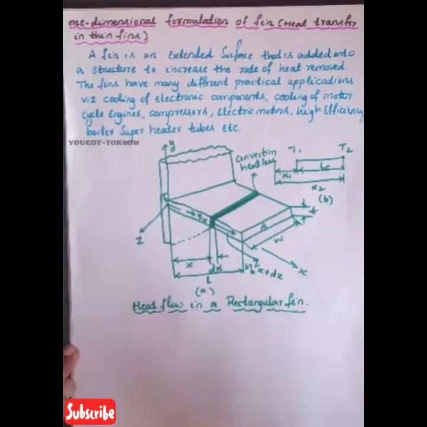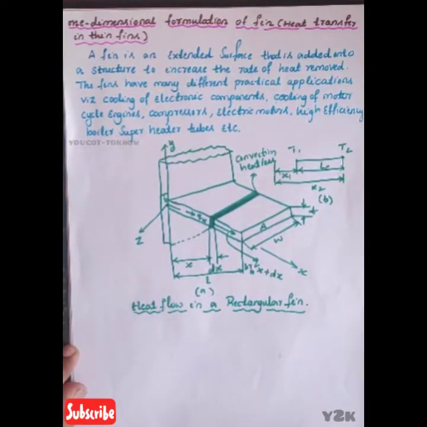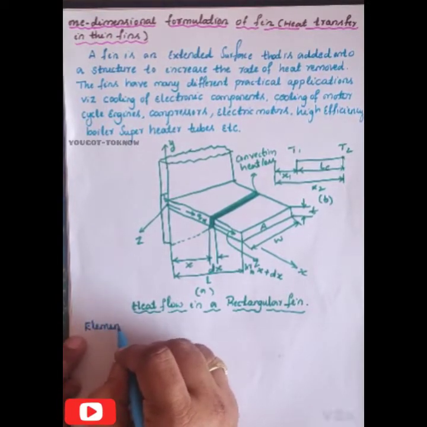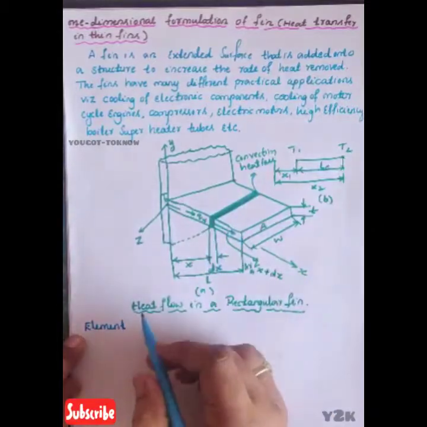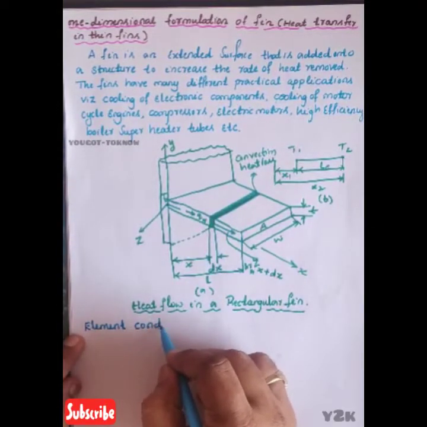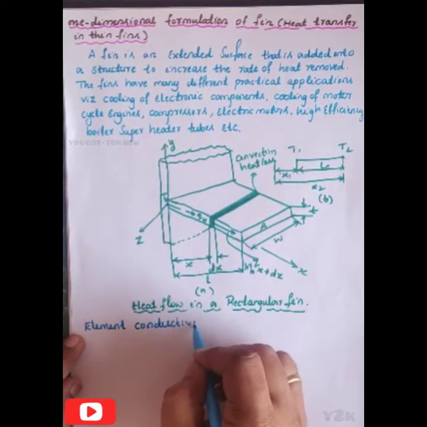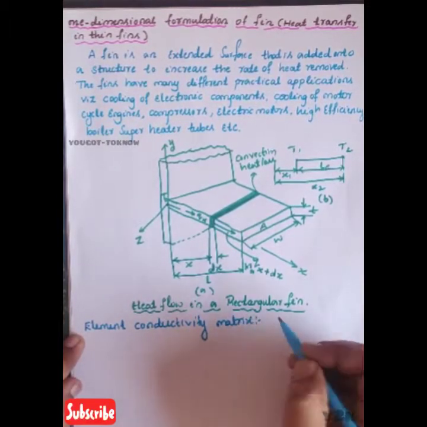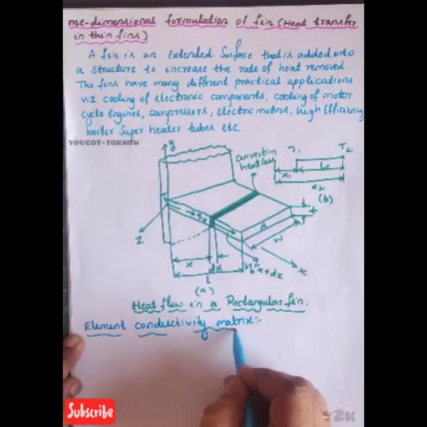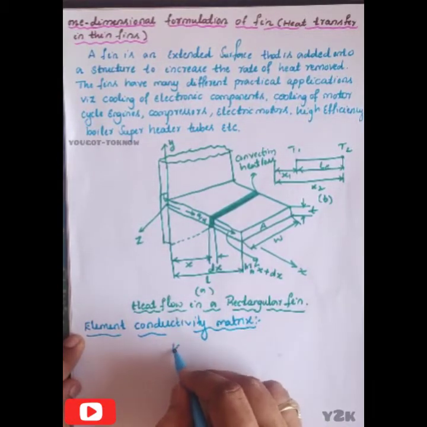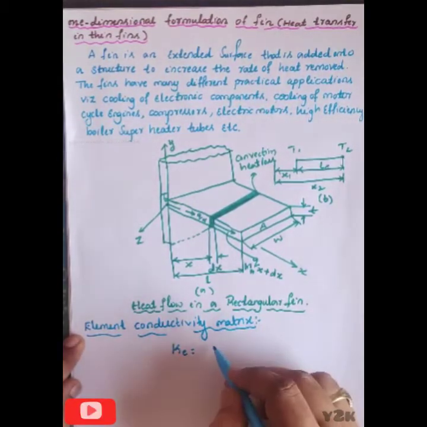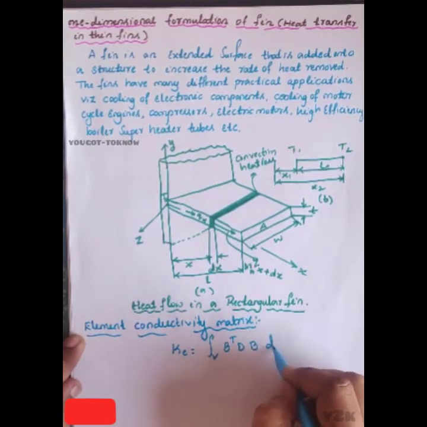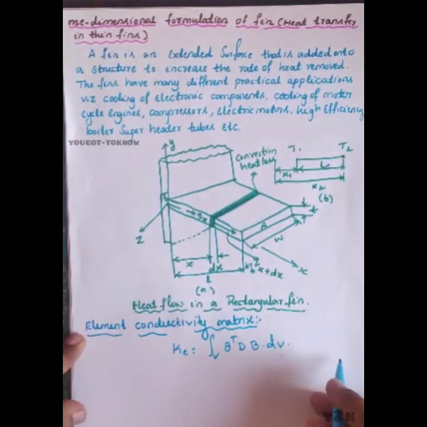Now, similar to the first problem, we require an element conductivity matrix, because we have conduction through the material. You already know how to determine the elemental conductivity matrix; I explained it in the previous class. Just take it, Ke equals the volume integral of B transpose D B dV. You can use it directly as written here.